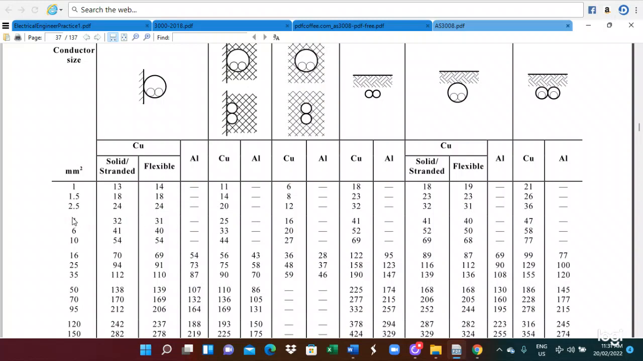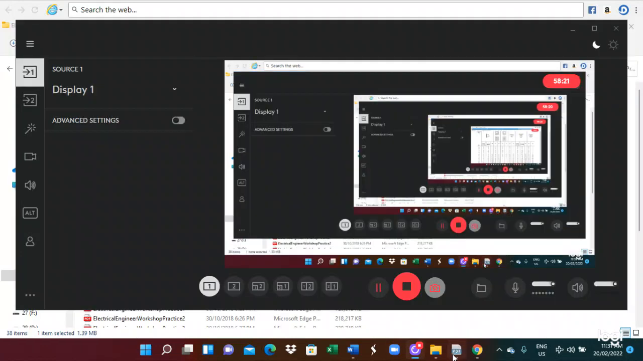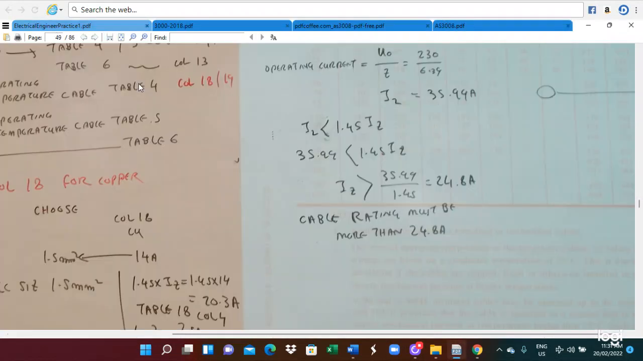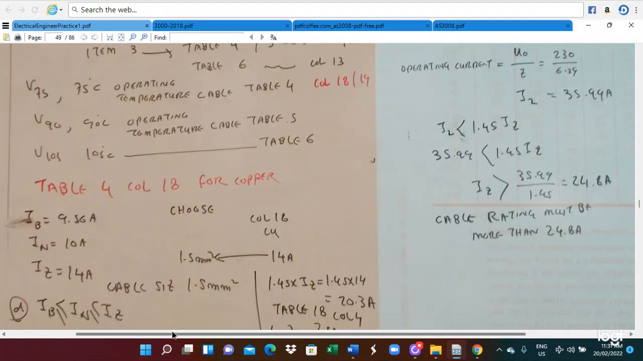Because we have to satisfy the two conditions. One condition is IZ must be greater than IN, which must be greater than IB. With this condition, we select the cable size.